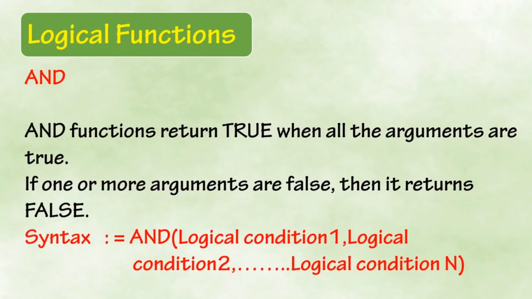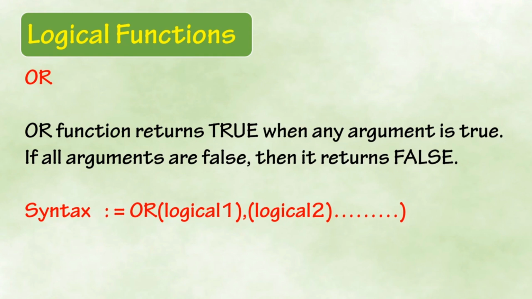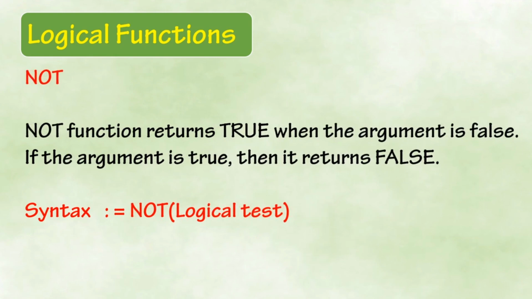And function returns true when all the arguments are true. If one or more arguments are false, then it returns false. Or function returns true when any argument is true. If all arguments are false, then it returns false. Not. Not function returns true when the argument is false. If the argument is true, then it returns false.